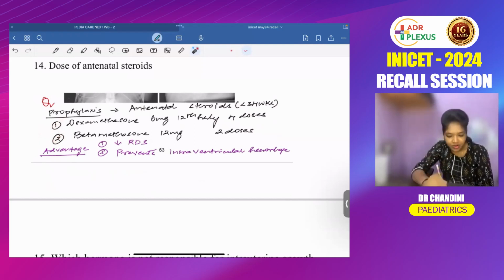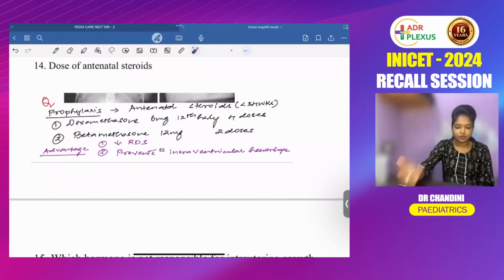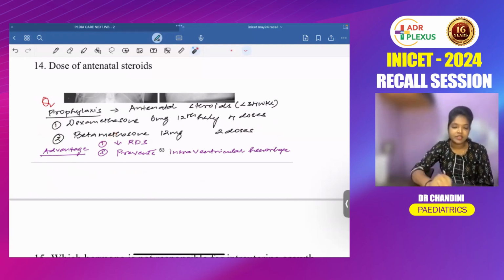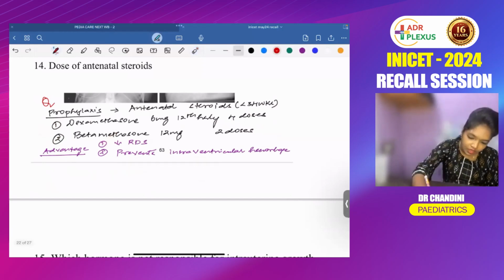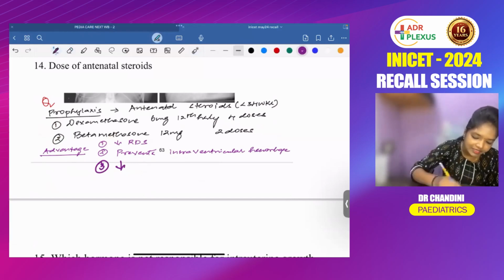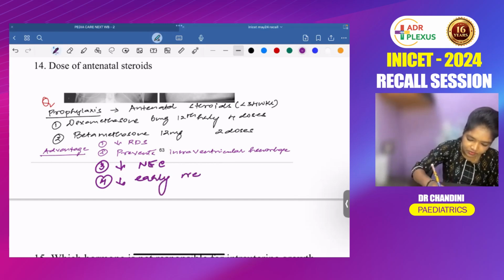Now, what is the advantage of antenatal steroids? Coming to pediatrics, one, it reduces the risk of RDS, respiratory distress syndrome, and prevents intraventricular hemorrhage. Two more are added in the recent edition of OP Ghai. Reduces intraventricular hemorrhage, yes, we have discussed. Reduces the risk of NEC, necrotizing enterocolitis. And reduces early neonatal sepsis.